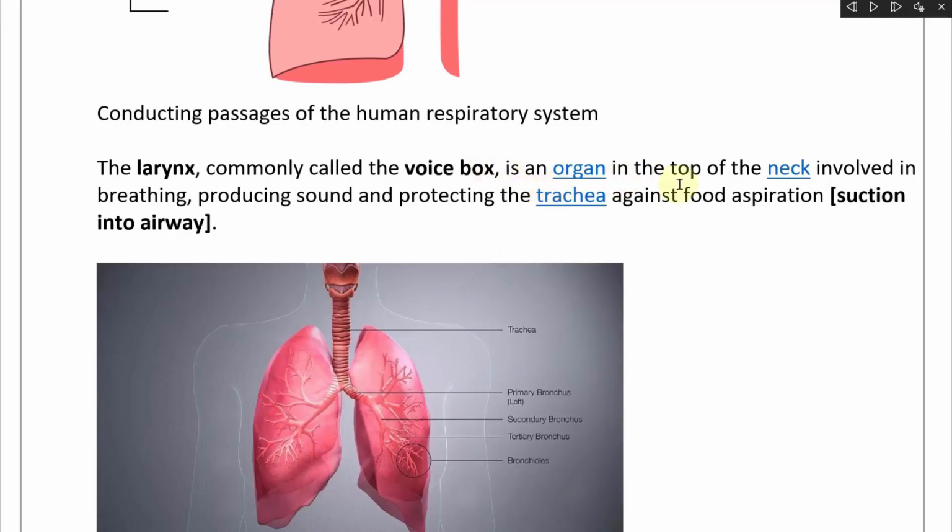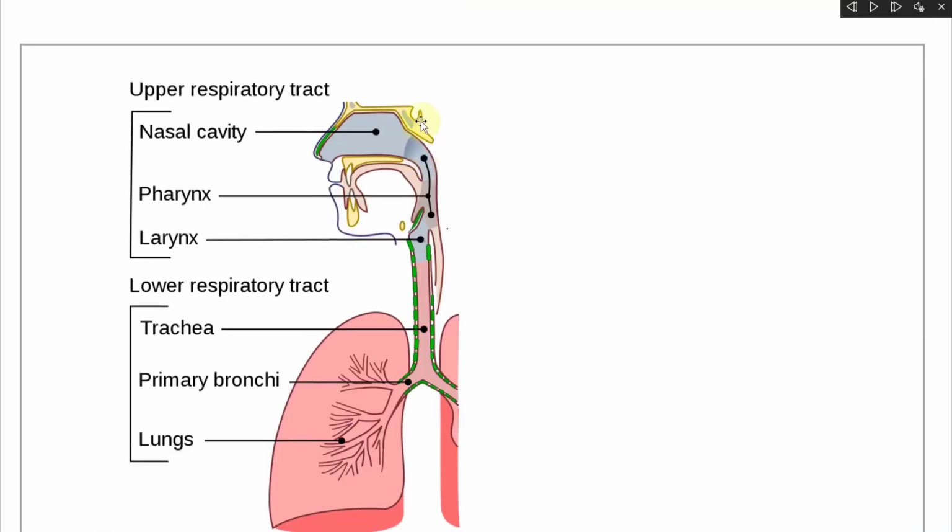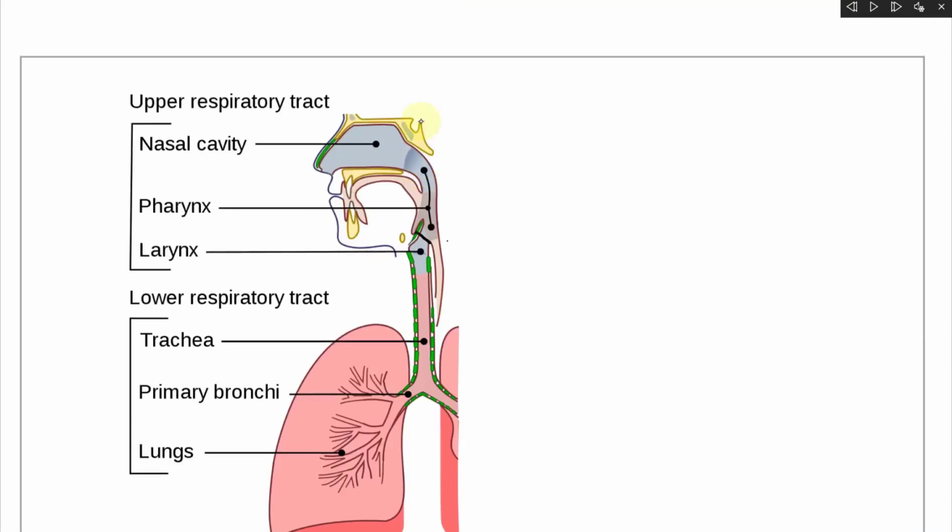So anyways, the voice box is an organ in the top of the neck involved in breathing, producing sound, and protecting the trachea against food aspiration or suction into the airways over here. So this can go up and down and closes it so that the food doesn't go in. So it goes to the esophagus, which is quite remarkable. Think about it. Animals are literally machines, bio machines.